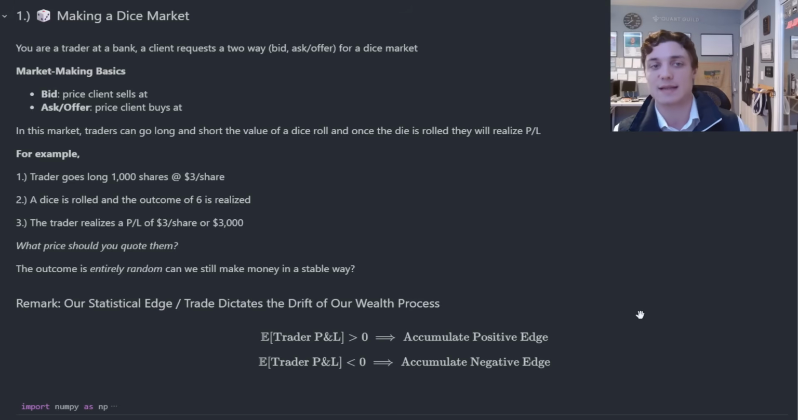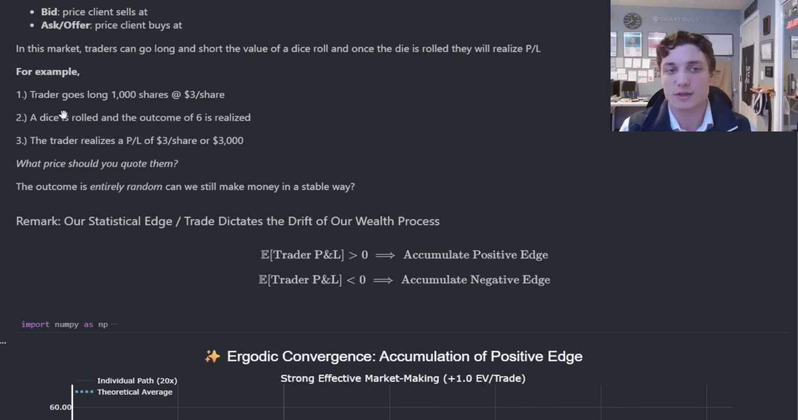Let's take a look at an example in the context of this dice market. So for example, a trader wants to go long 1,000 shares at $3 per share, where a share here is just going to be a dice roll. Who's going to take the other side of that trade? Well, that's going to be our market maker. So they are going long 1,000 shares. That means our market maker is short 1,000 shares.